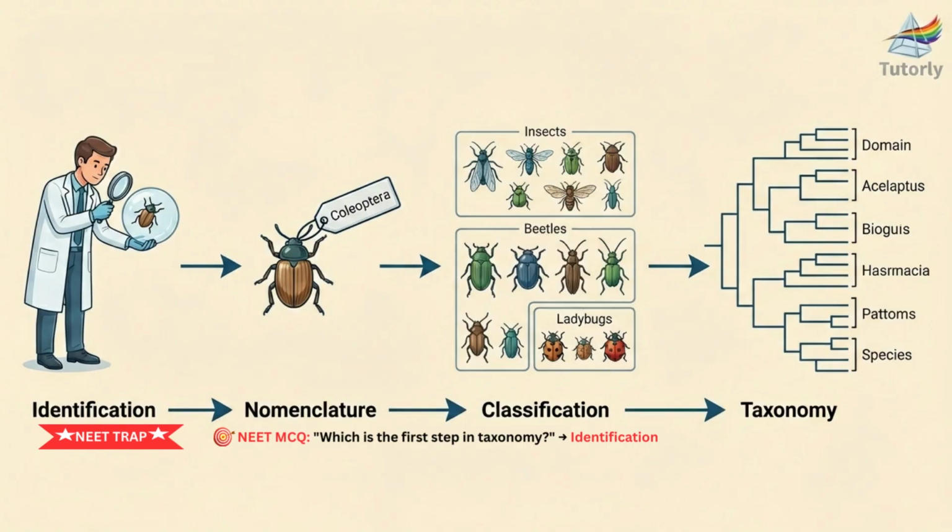Step 2. Nomenclature. Once you know what it is, you give it a universally accepted name. Step 3. Classification. You group similar organisms together into categories. And step 4. Taxonomy. This is the science that provides the rules for all 3 steps. Identification, nomenclature, and classification together. That is what taxonomy governs.